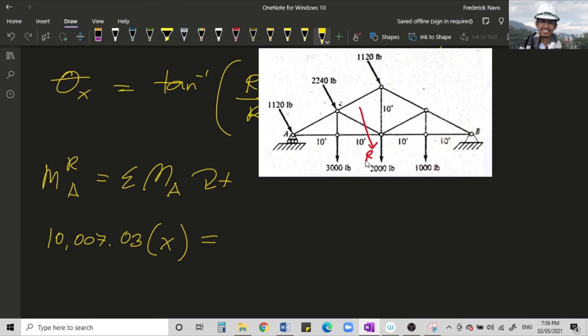Now the moments of our forces. This 1,120 pounds will not rotate about point A, right? Because its line of action goes straight through point A. Right? So, we will not rotate that. The one that rotates is the 2,240 pounds. Okay? So, that will be 2,240 pounds times this distance. What is this distance? It is the same as the other one. Given our slope, right? Given our slope, if this is 2, this is 1 is to 2, and then square root of 5.